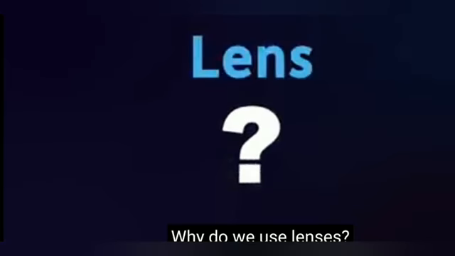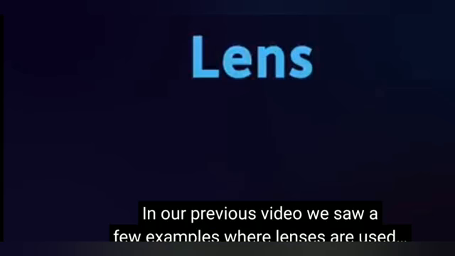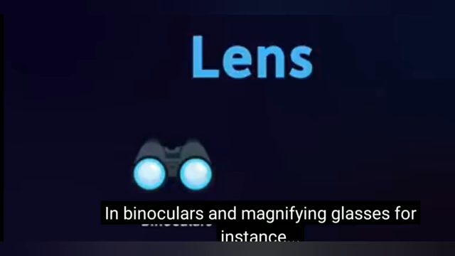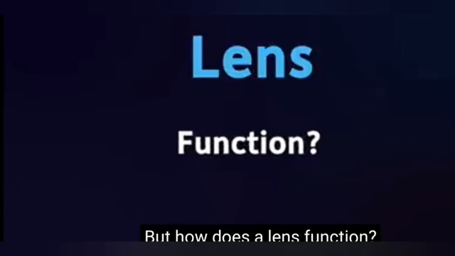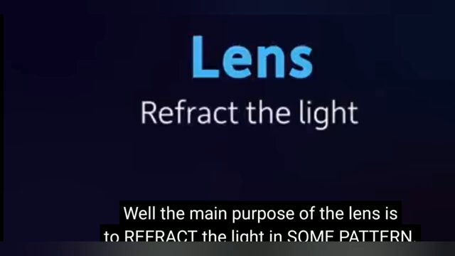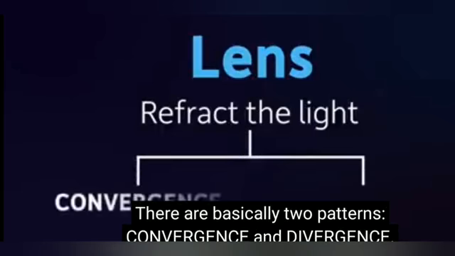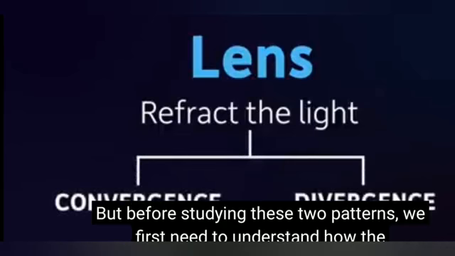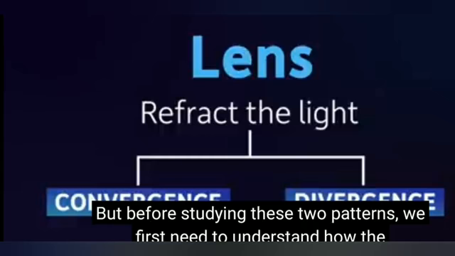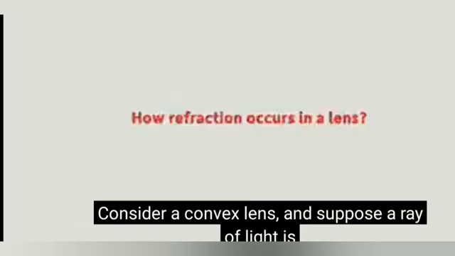Why do we use lenses? What does a lens do? In our previous video, we saw a few examples where lenses are used, in binoculars and magnifying glasses, for instance. But how does a lens function? Well, the main purpose of the lens is to refract the light in some pattern. There are basically two patterns, convergence and divergence. But before studying these two patterns, we first need to understand how the light is refracted by a lens.